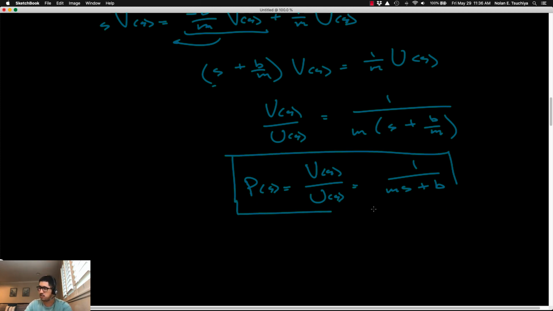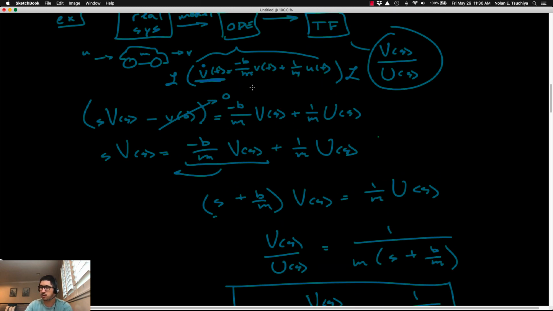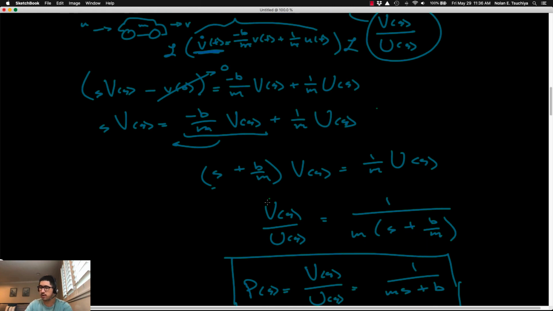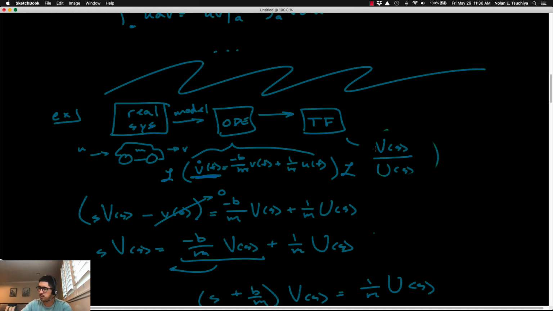So this is essentially how you derive a transfer function from an ODE. The steps are: take the Laplace transform of both sides of the ODE, zero out your initial conditions, and then solve for the ratio that you're interested in. In this case, it's V over U. And what that allows us to do is to basically fill in this last step where we have the transfer function representation of the dynamic system.